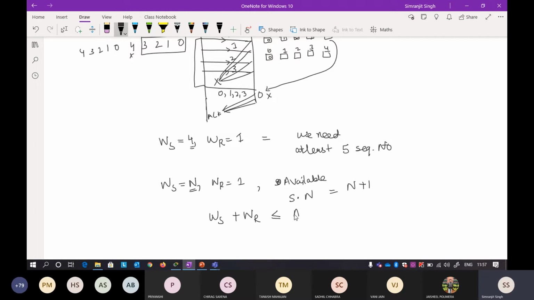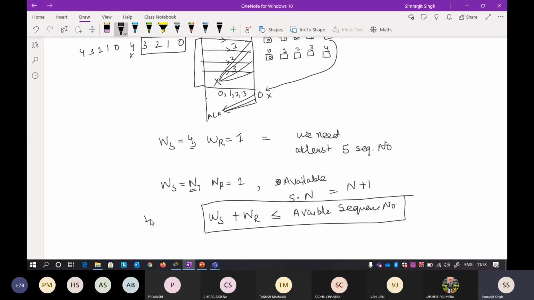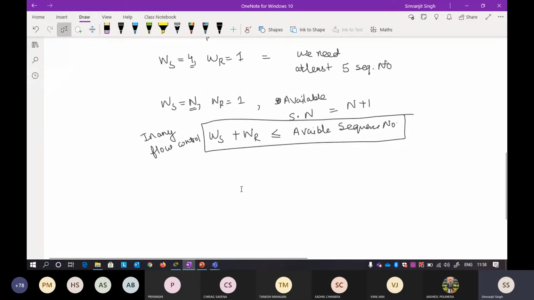Okay, so I can call it sender window size plus receiver window size. It should always be less than or equal to the available sequence number. So that is your main formula. It is applicable in any flow control protocol that you may have taken. If you want to take stop and wait as well, you may have seen it in stop and wait as well.